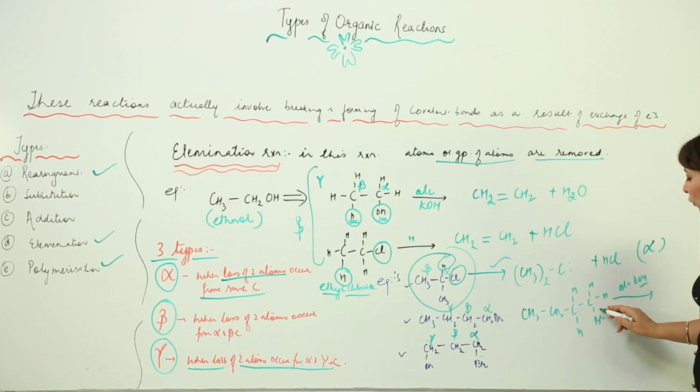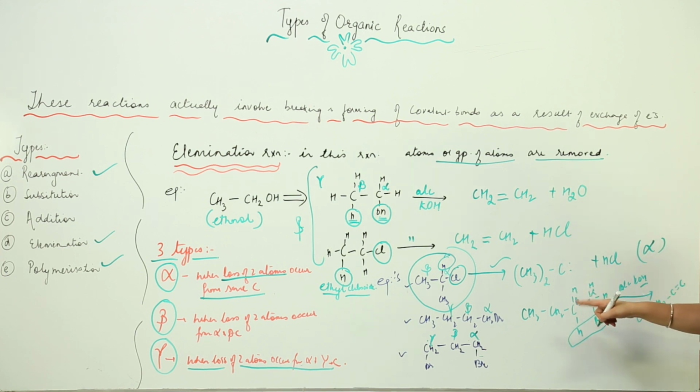So it will remove one atom from the alpha position and one atom from the beta. So that means it will form CH3, CH2, C, and the bond will be double because they have lost their bonds, and it will be again H2, and this H will remain here. So we will get this kind of compound, that is the butene.